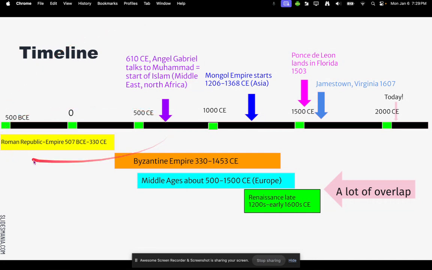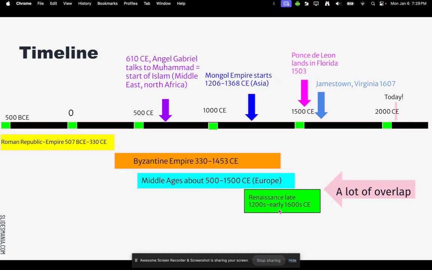So here's our timeline. We started off with the Roman Republic and Empire, which was Unit 4 in Semester 1. Then we talked about the Byzantine Empire. Then at the end of Semester 1, we talked about the Middle Ages. We said the Middle Ages was from about 500 to 1500 CE, in Europe at least. And then we're going to add on the Renaissance. The Renaissance started in about the late 1200s and ran into the early 1600s.